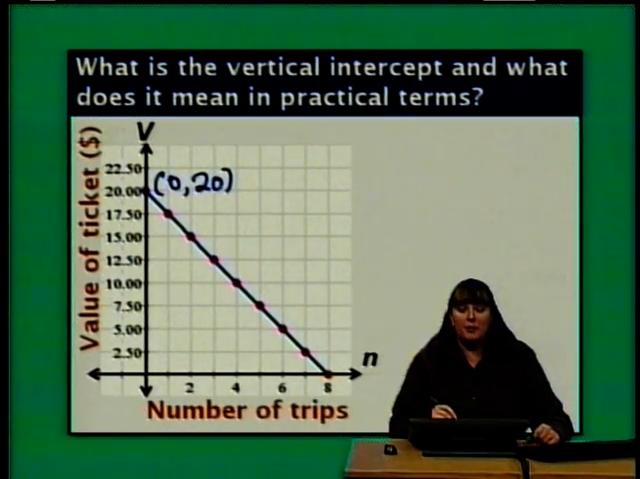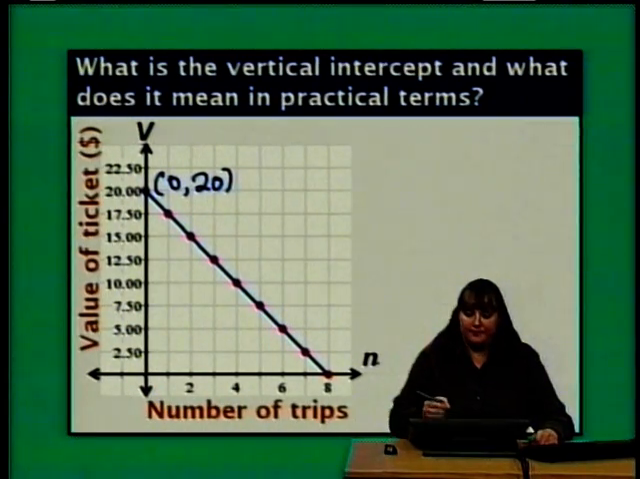There's actually 2 parts to this question. The other part asks, what does it mean in practical terms? Now we have to think back to the context of the problem. The first coordinate of my ordered pair is my n coordinate, and the n value tells me the number of trips. So when we see an n value of 0, we're talking about 0 trips. The second coordinate of my ordered pair, the 20, tells me the value of the ticket. So that tells me when I've taken 0 trips on the subway, the value of the ticket is $20.